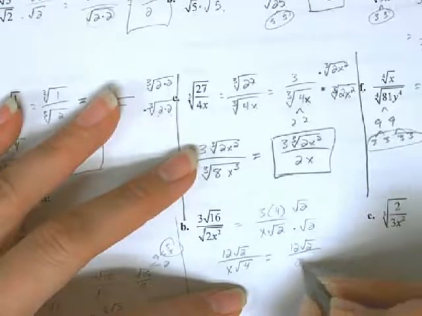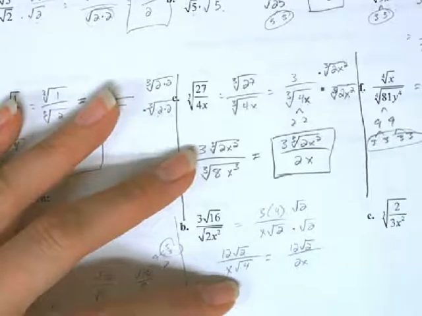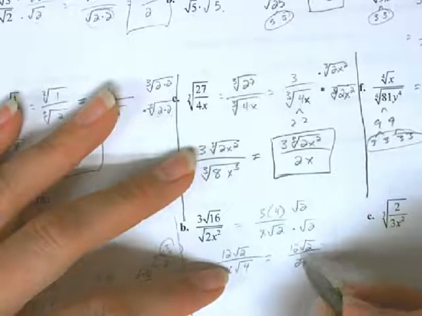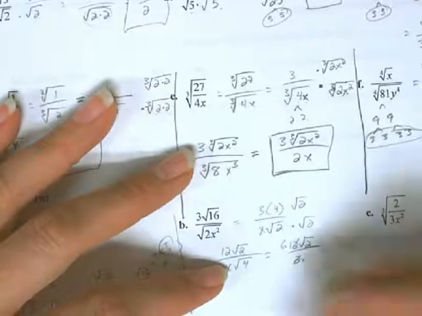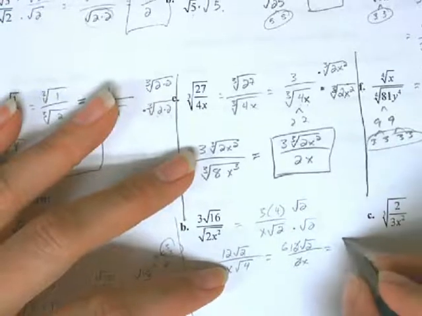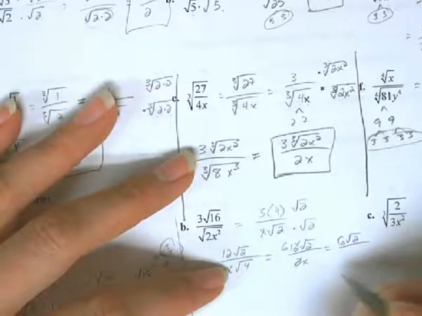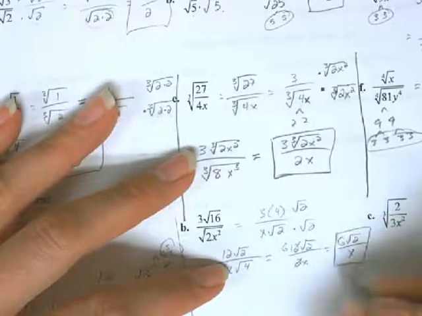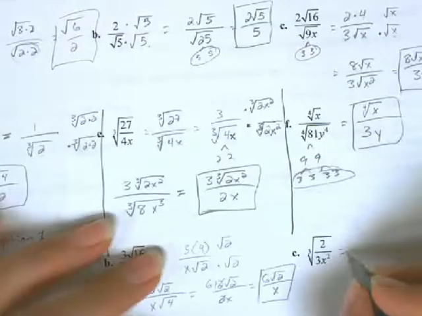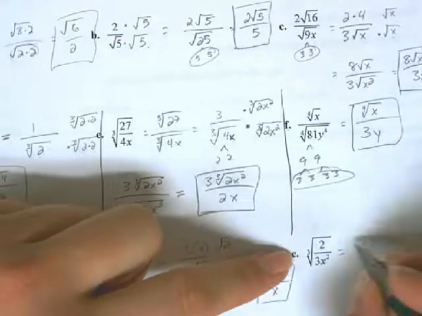So I've got 2x on bottom. Again, those reduce. 12 over 2 reduces to 6 over 1. So I get 6 square root 2 left on top and an x left on bottom. Last one here. Nothing I can do to simplify those, so I'm going to split them.